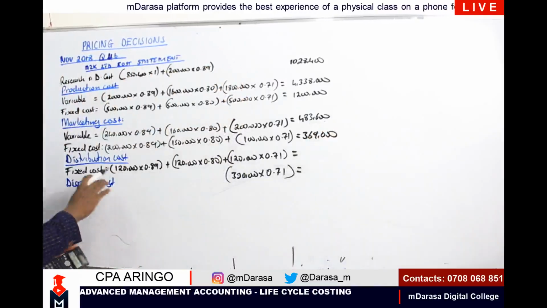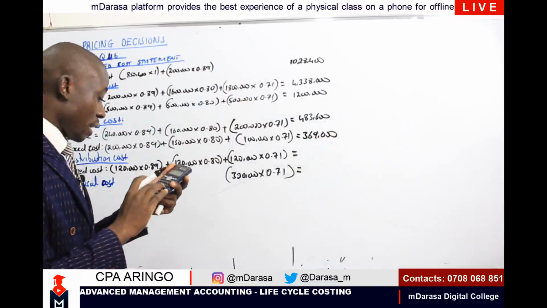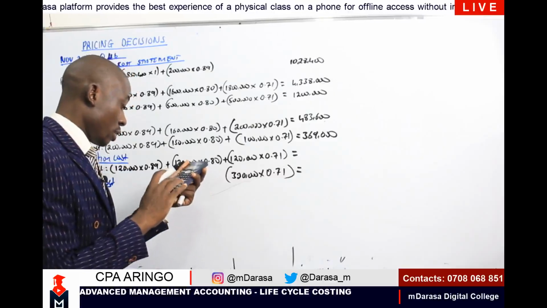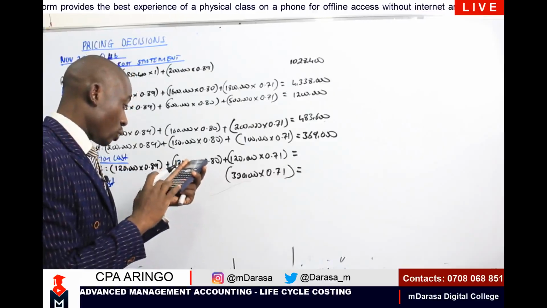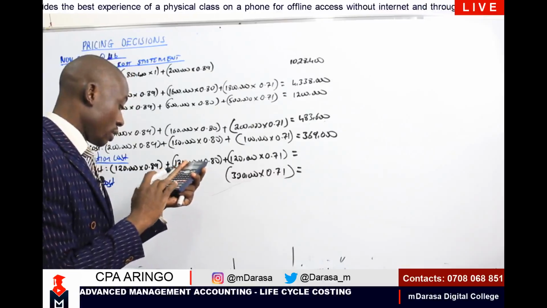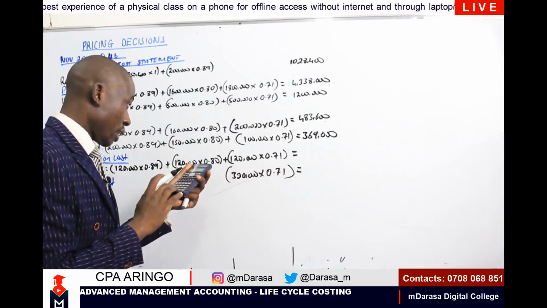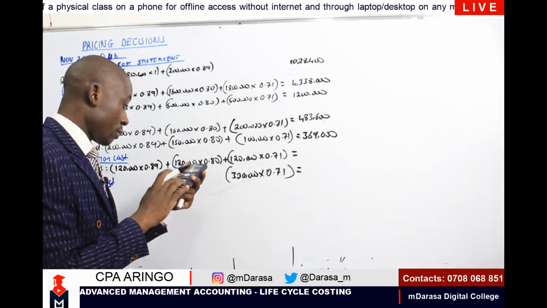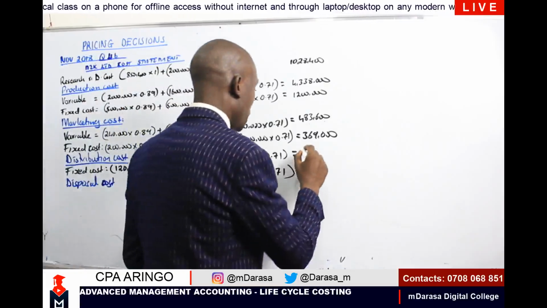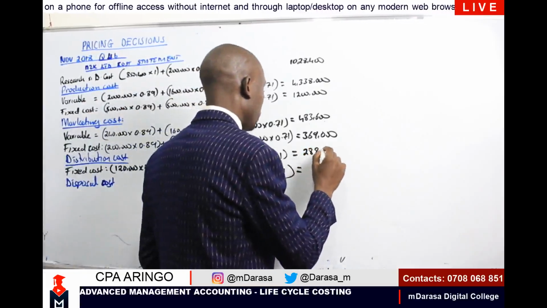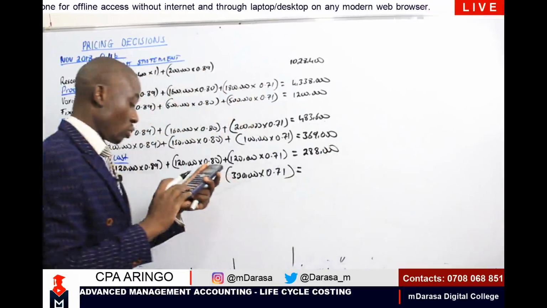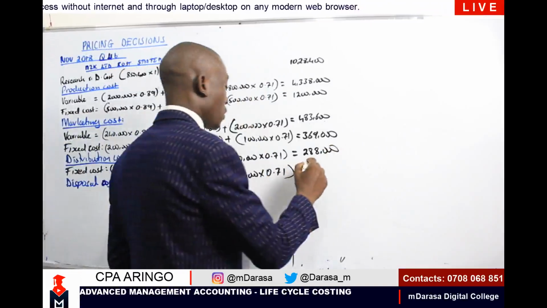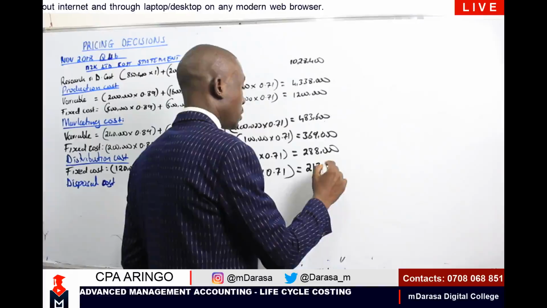Then talk of fixed cost here. We should be talking of 120,000, we multiply by 0.89; 120,000, we multiply by 0.80; 120,000, we multiply by 0.71, to give me a figure of 288,000. Then the last one, you're talking of 300,000, we multiply by 0.71. In this case, I'm having 213,000.